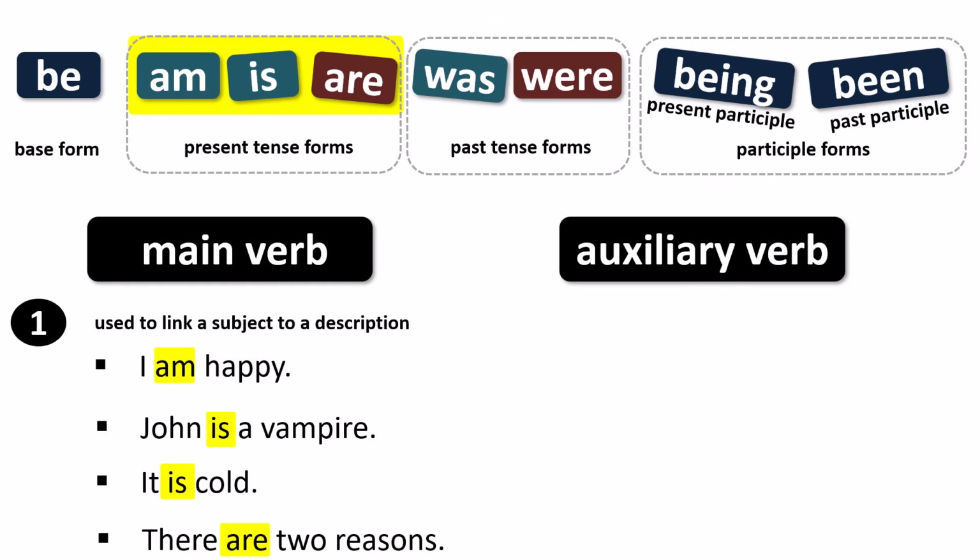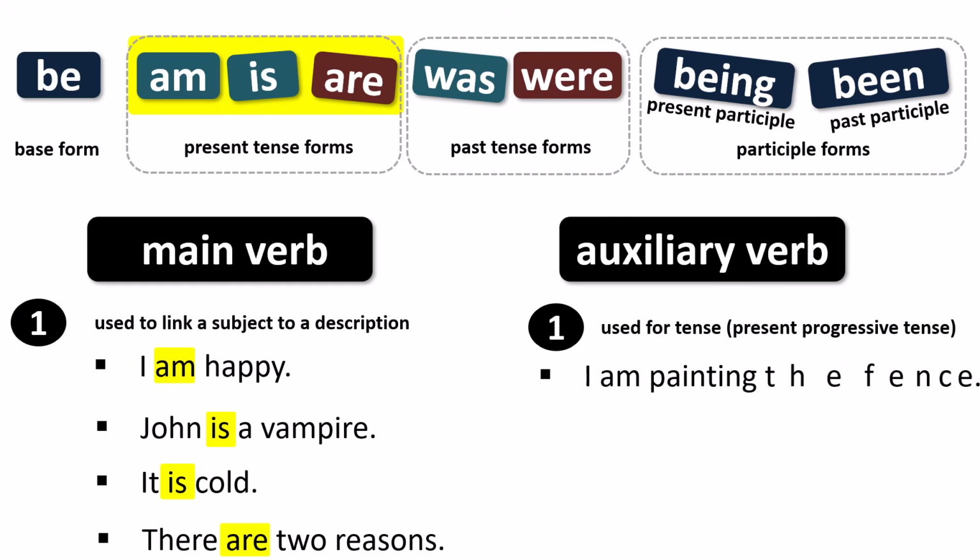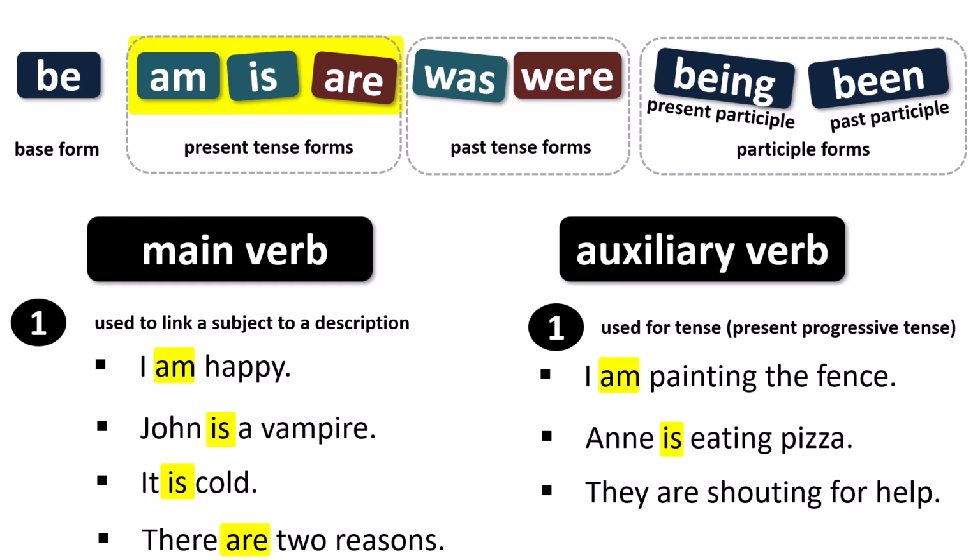Now let's look at the present tense forms as auxiliary verbs. The present tense forms are used for tense, specifically the present progressive tense. Let's look at some examples. I am painting the fence. Am is our verb to be used as an auxiliary verb. Anne is eating a pizza. Is is our verb to be used as an auxiliary verb. They are shouting for help. Are is our verb to be used as an auxiliary verb.